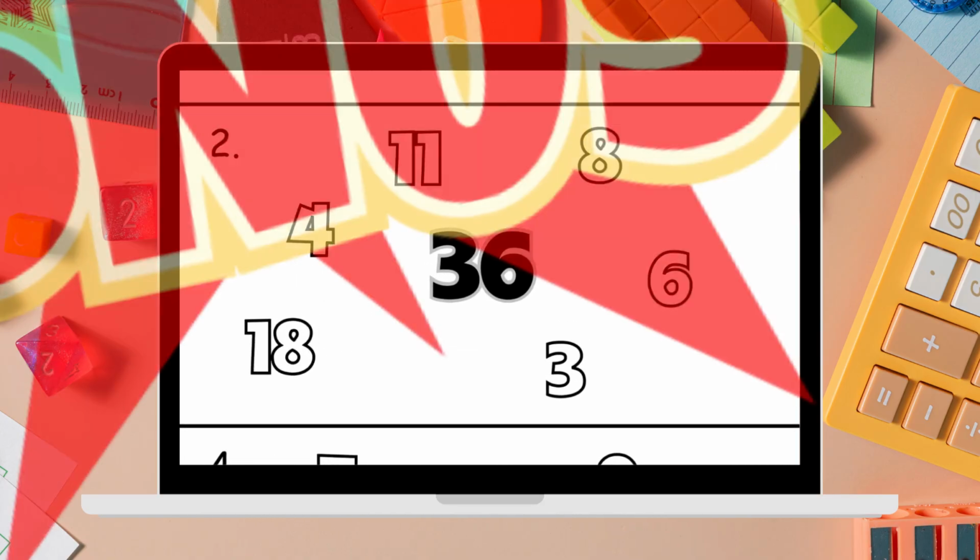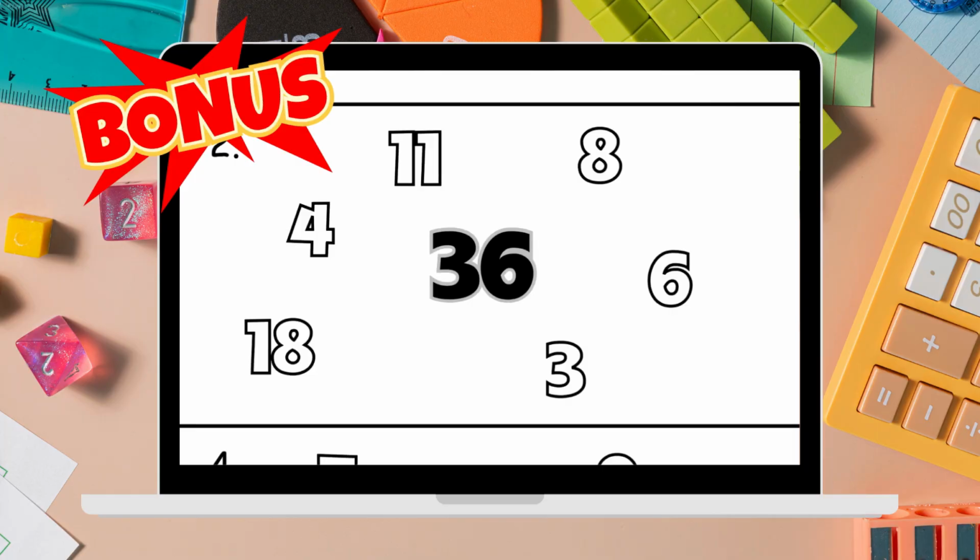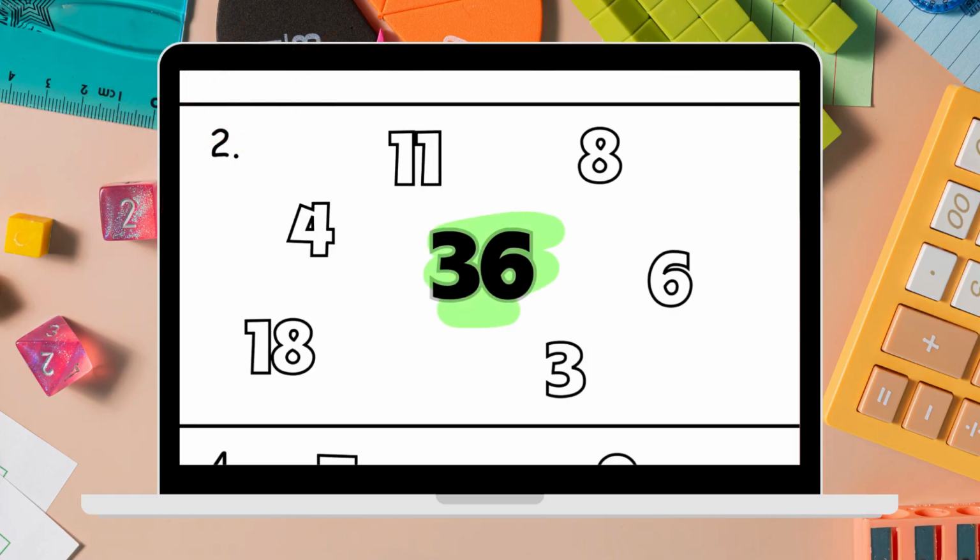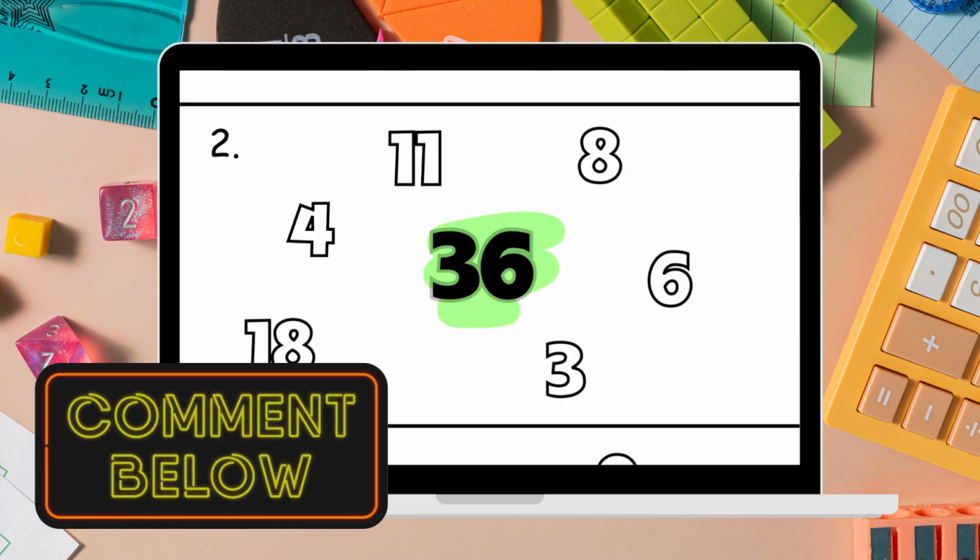Okay, you try it. Look at this. 36 is our number that we're breaking apart. What factors would you highlight for 36? 11, 8, 6, 3, 18, and or 4. Make sure you leave your comment in the comment section below.